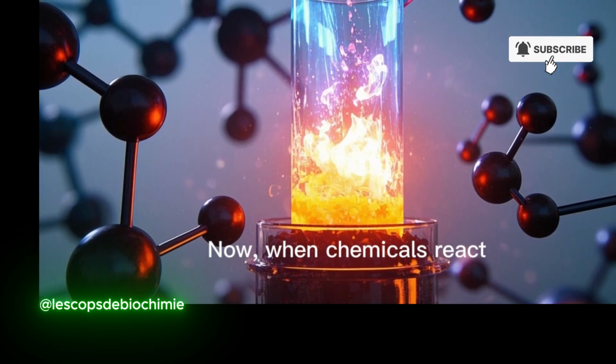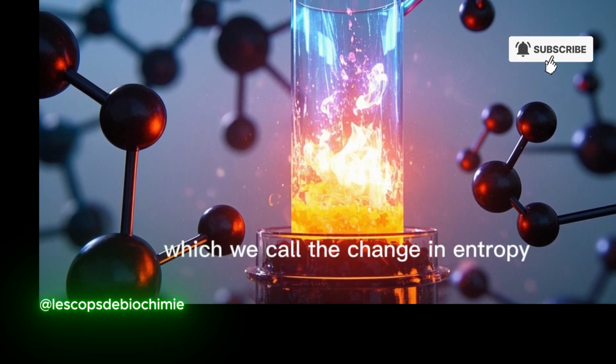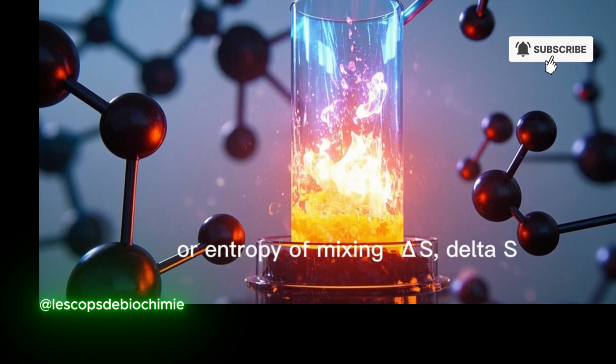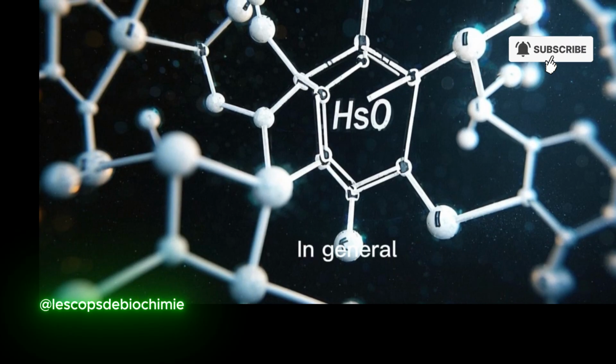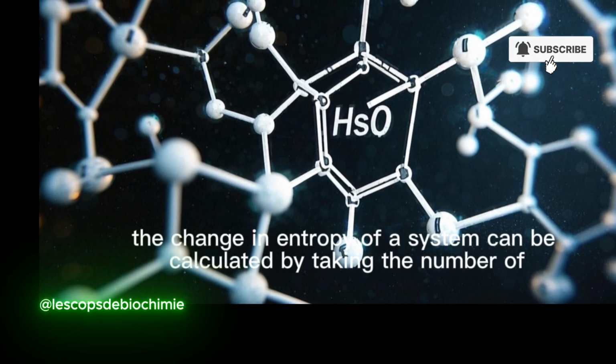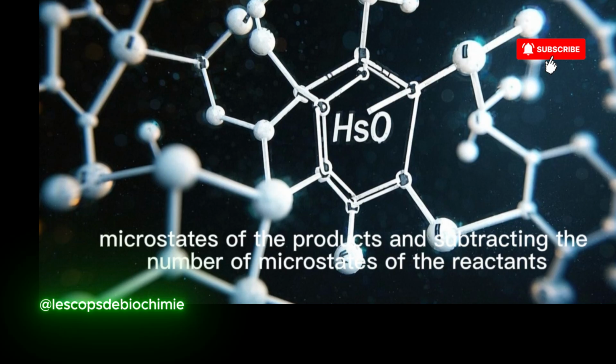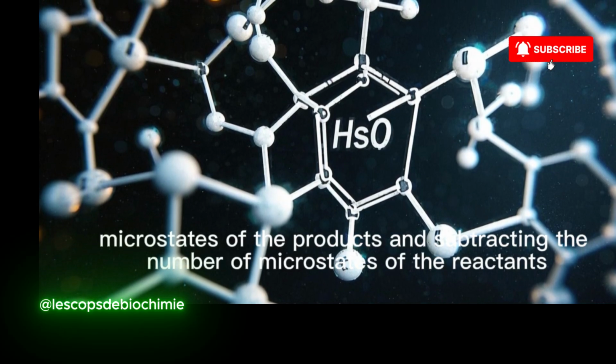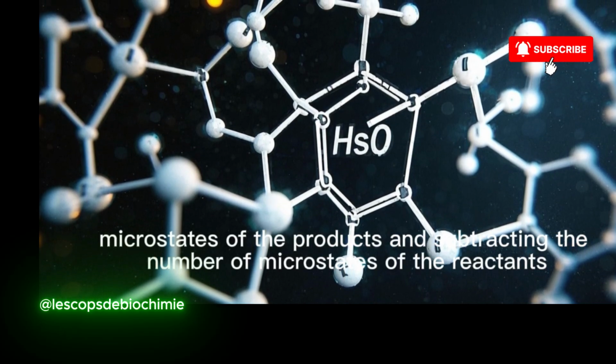Now, when chemicals react, their entropy changes, which we call the change in entropy, or entropy of mixing. In general, the change in entropy of a system can be calculated by taking the number of microstates of the products and subtracting the number of microstates of the reactants.